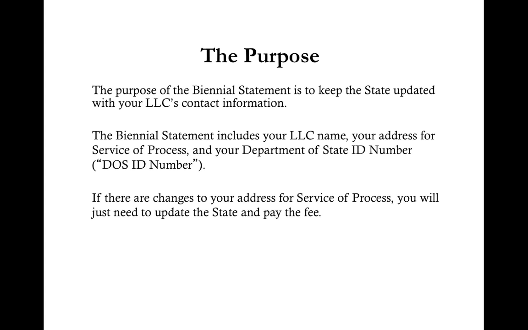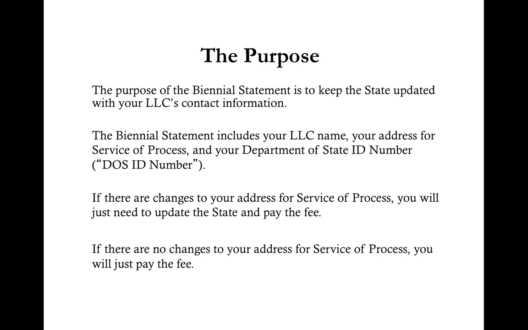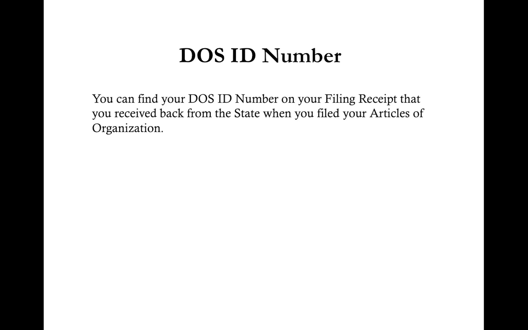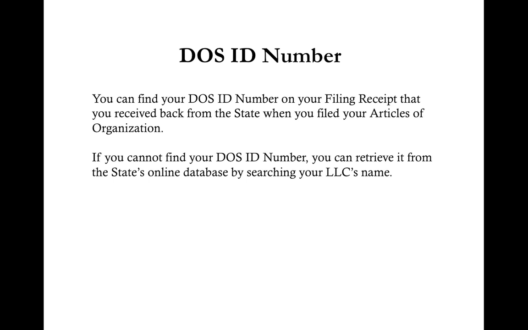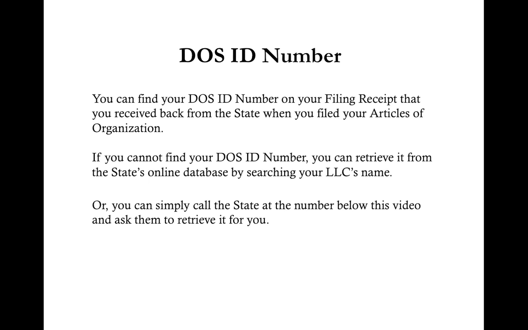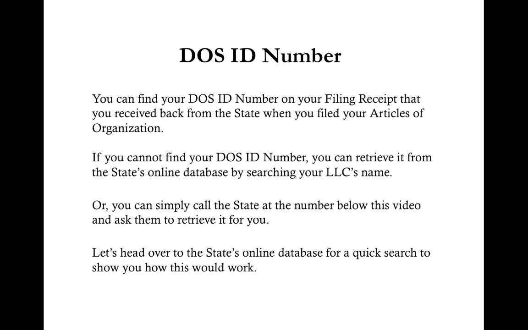If there are changes to your address for service of process, you will just need to update the state and pay the fee. If there are no changes to your address for service of process, you will just pay the fee. You can find your DOS ID number on your filing receipt that you received back from the state when you filed your Articles of Organization. If you cannot find your DOS ID number, you can retrieve it from the state's online database by searching your LLC's name. Or you can simply call the state at the number below this video and ask them to retrieve it for you. Let's head over to the state's online database for a quick search to show you how this would work.